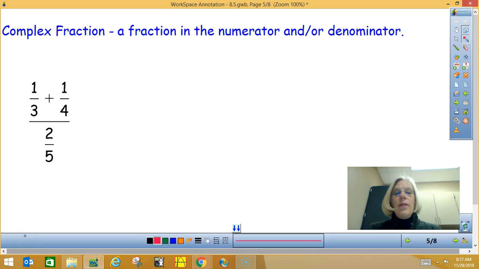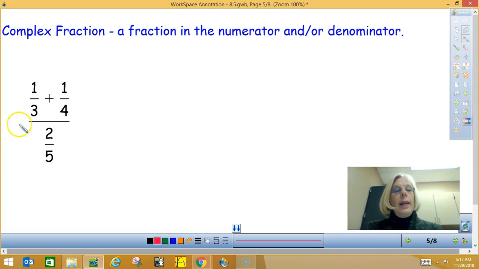Hello. In this video, we will continue the lesson on operations on rational expressions. Specifically, we will work with complex fractions. A complex fraction is a fraction that has a fraction in the numerator and/or denominator. For example, in this fraction, we have 1/3 plus 1/4, and that sum is divided by 2/5.